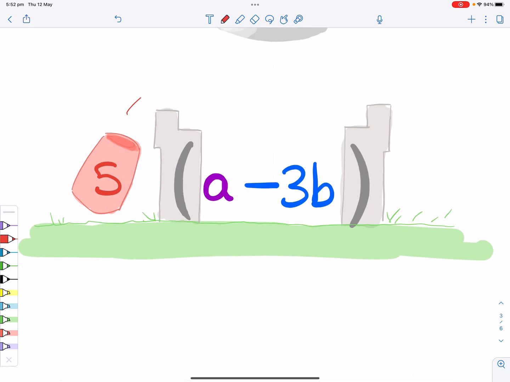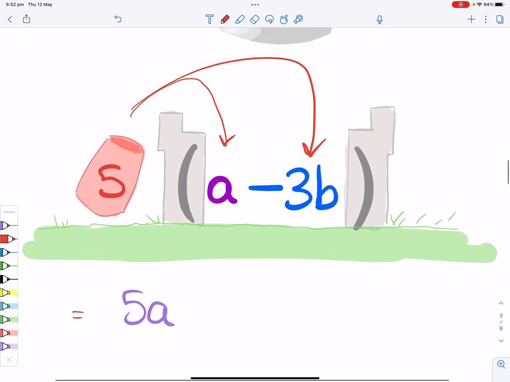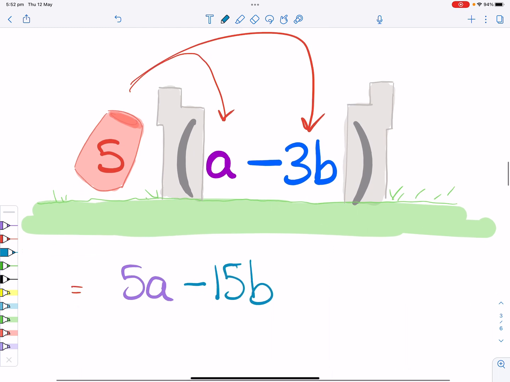So here we go, 5 times the letter A. That gives me, let me just put it in purple now, the 5A. Now I'm going to do 5 times the negative 3B. So again, the letter is not going to do anything, so I can just copy the B as it was, and I just focus on the numbers themselves. So the 5 times the negative 3, that gives me the negative 15B, and that's my final answer.